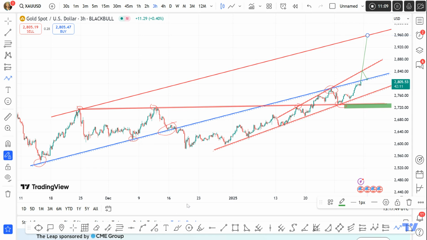So on that note, let's be very watchful, let's be very mindful, let's trade with discipline, and equity preservation is key and critical. So that's what we have for now for XAU/USD.